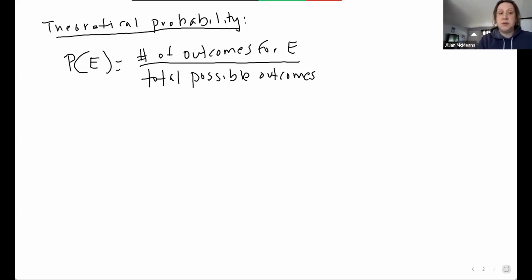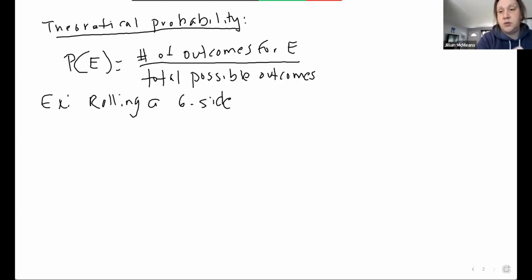Okay, so let's look at some examples. So we are going to be rolling a 6-sided die. Just in case you didn't know, dice, that's the plural. The singular is die, which sounds a little morbid, but that's what it is. So we're going to be rolling a fair 6-sided die. Find the following probabilities.